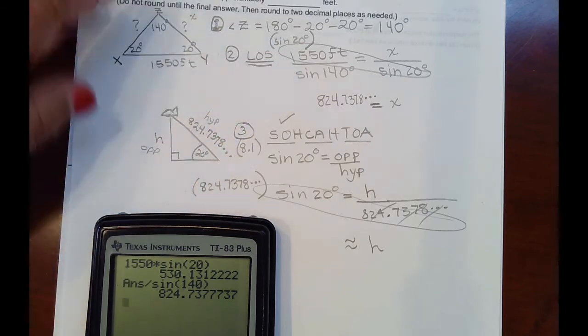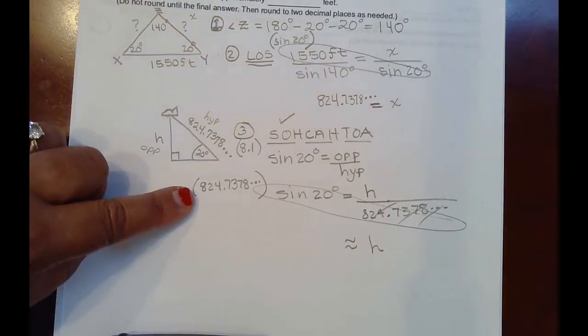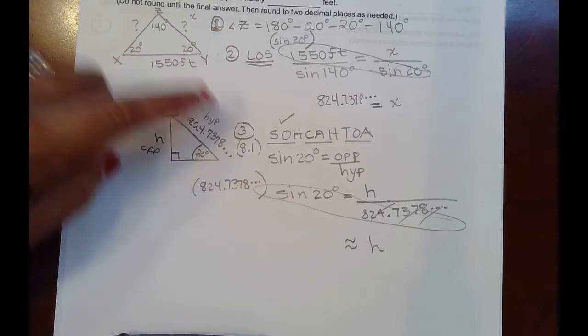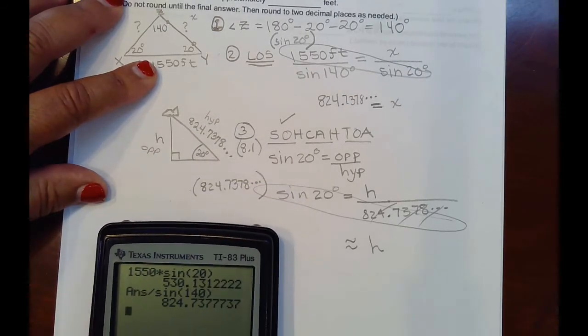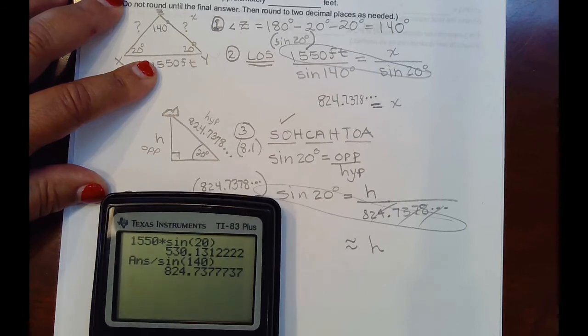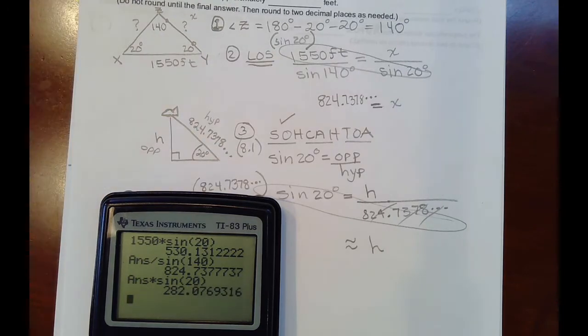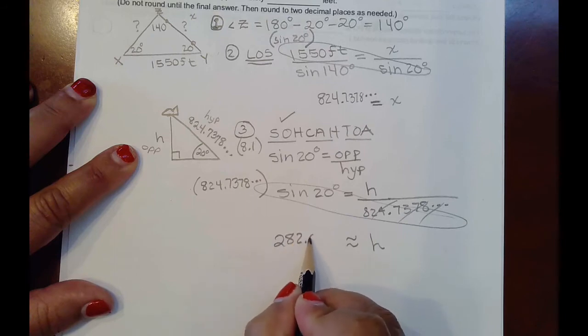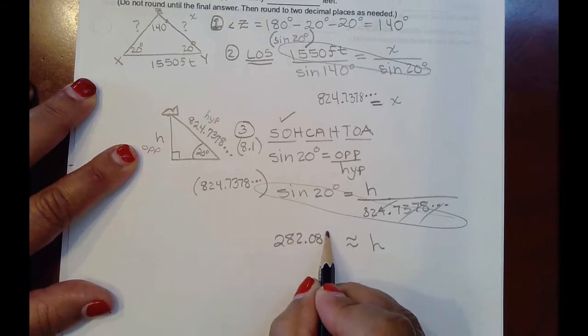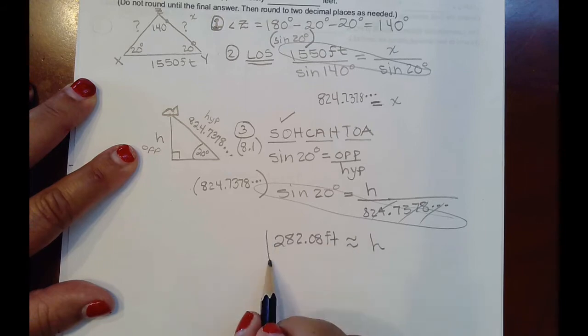Okay, so now in my last step, I'm going to go that 824 number times sine of 20. And that gives me 282.08. Now you can round to 2 decimal places. So 282.08, the unit in this problem is feet.